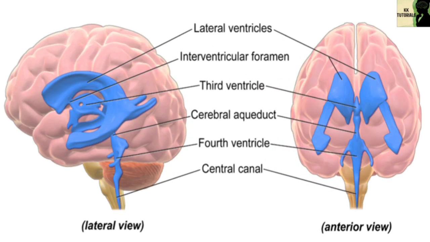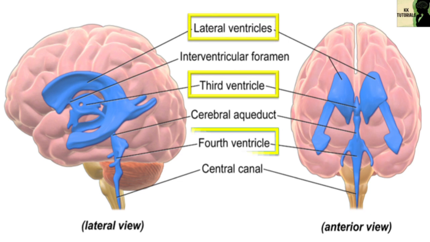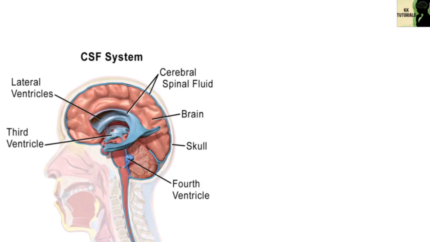CSF is continuously generated by ependymal cells lining the ventricles and a central canal, and simultaneously drained out of the brain into the bloodstream. CSF moves through ventricles before it drains out and gets absorbed into your bloodstream. Look at this image. This is the normal ventricular system. There are some cases in which CSF cannot drain properly. The fluid pressure may cause the ventricles to swell.